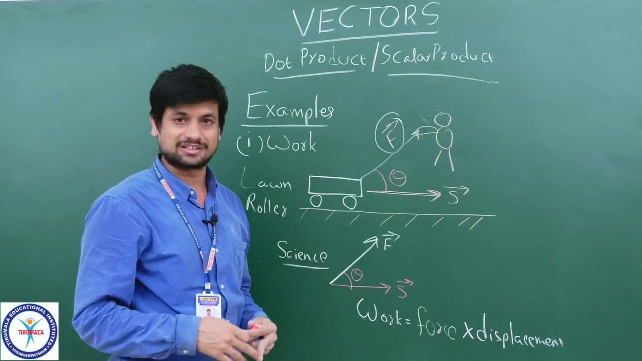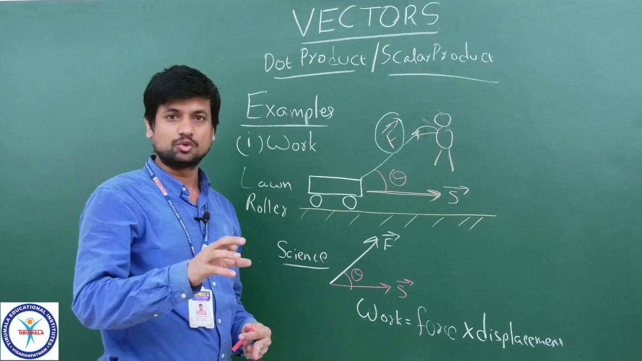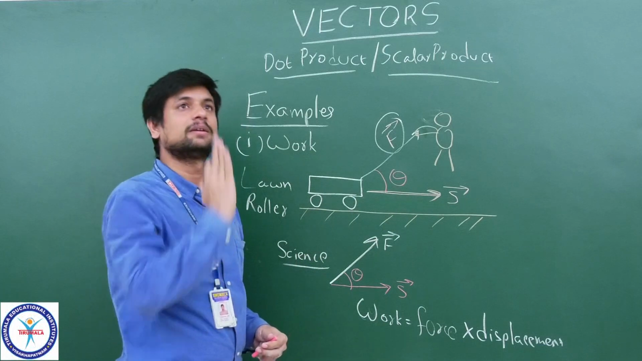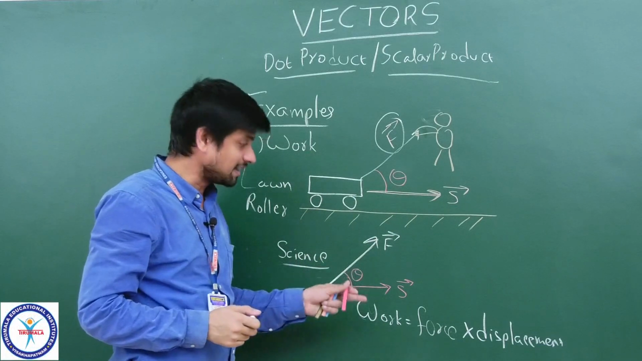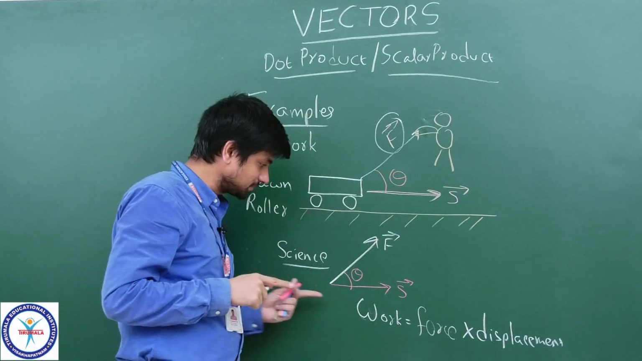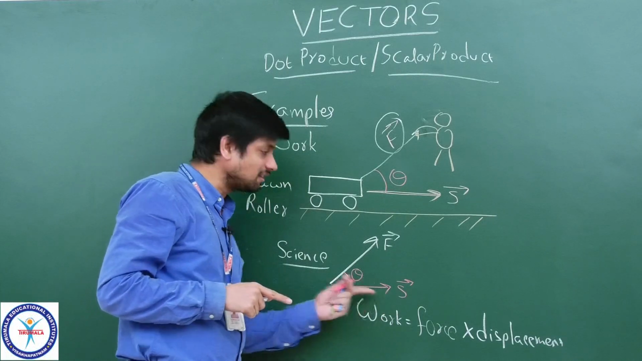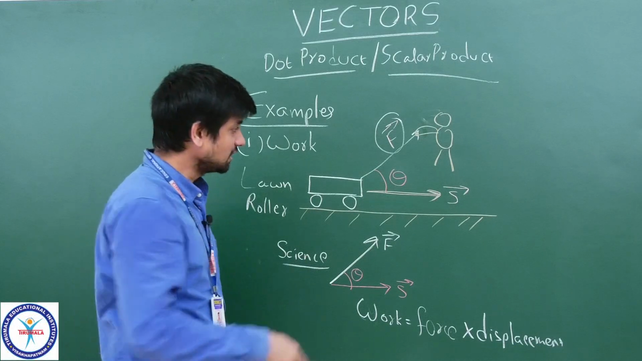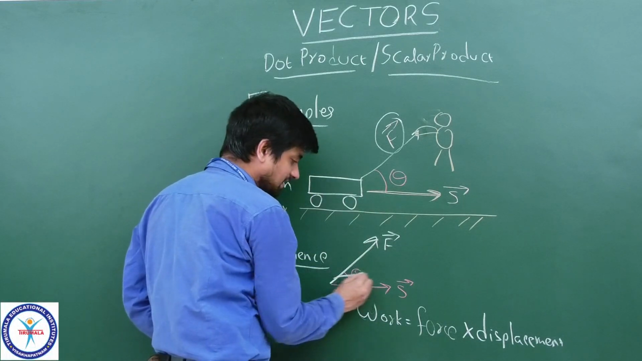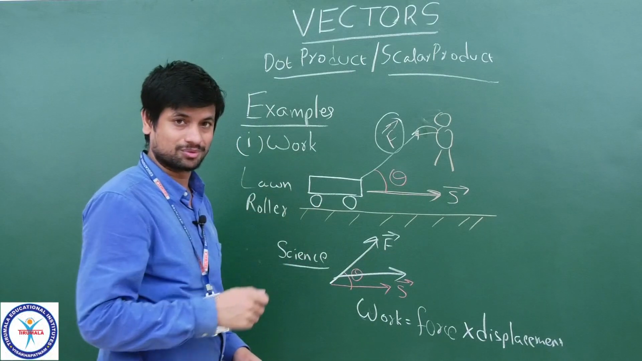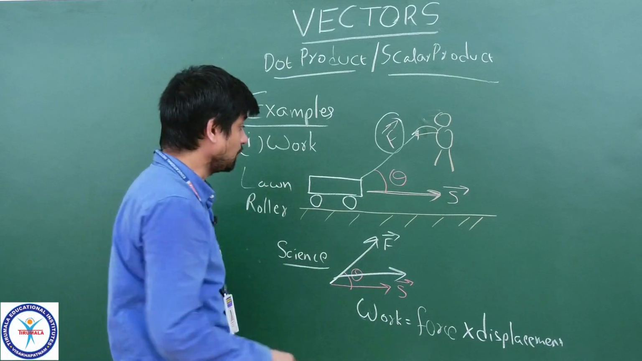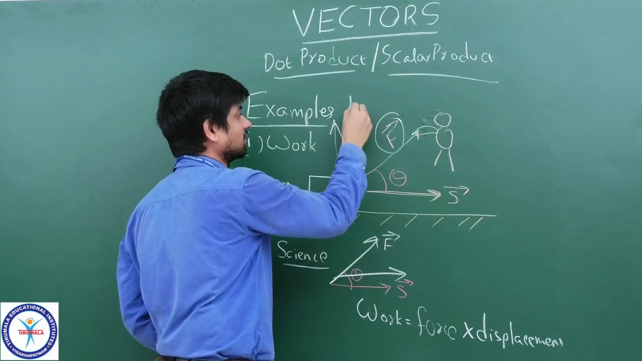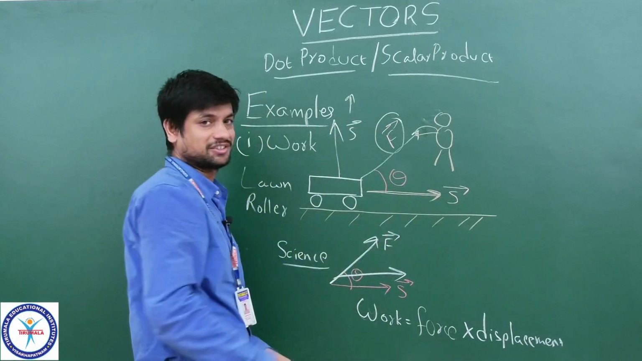Here, should I take perpendicularity or parallelism? I said before, in this universe we have two directions: parallelism, horizontal, and perpendicularity, vertical. Here I require parallelism. Along this direction, how much force is applying? Because if the force is applied in this way, the resultant will be more. If the force is applied in this way, the displacement is in this direction, but I want displacement in this direction.